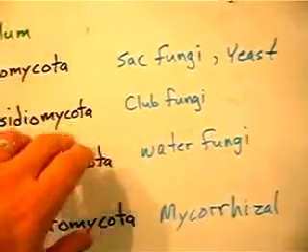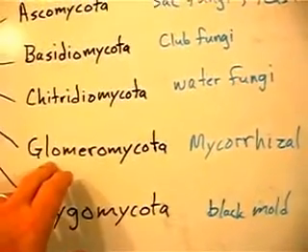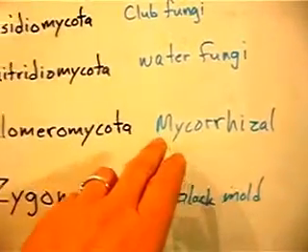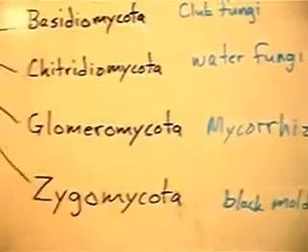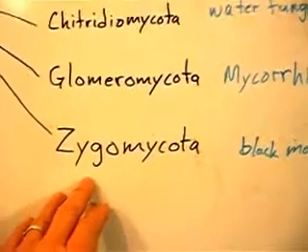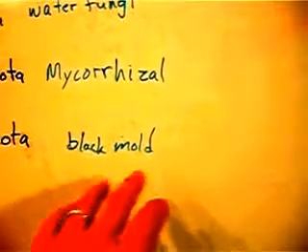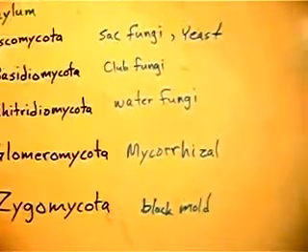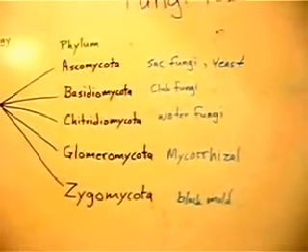These are most of the fungi that we eat. Chytridiomycota, which are water fungi. Glomerulomycota, which are the mycorrhizal. These are the ones that form symbiotic relationships with plant roots and help break down things in the soil that make plants grow better. And then there's Zygomycota, which are basically like black bread mold and other mold type, and that's a real simplification of what the different phylums are.